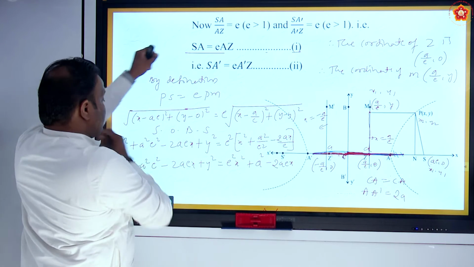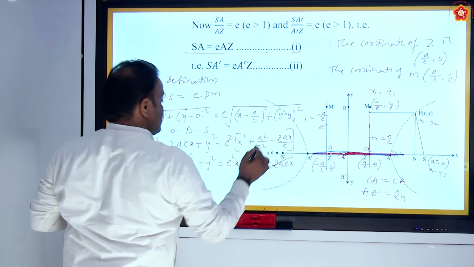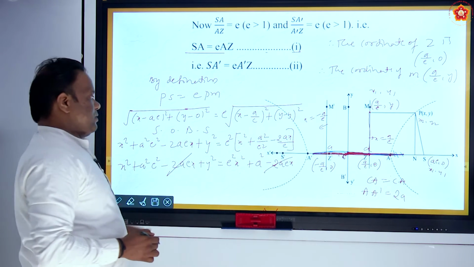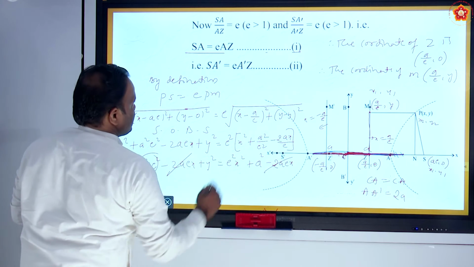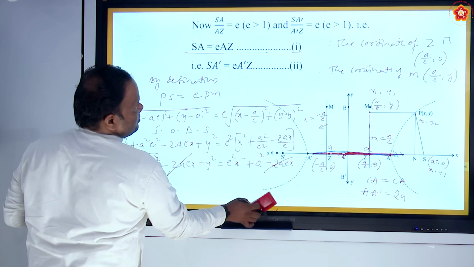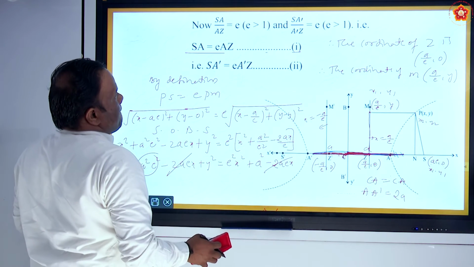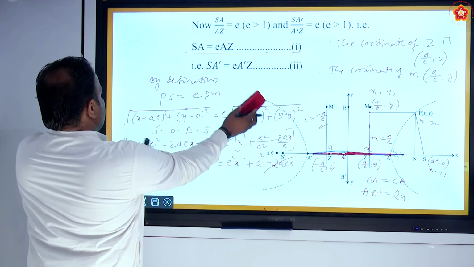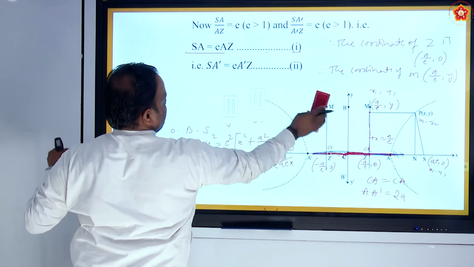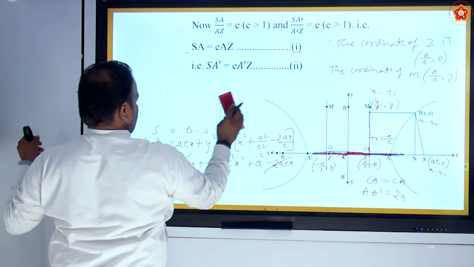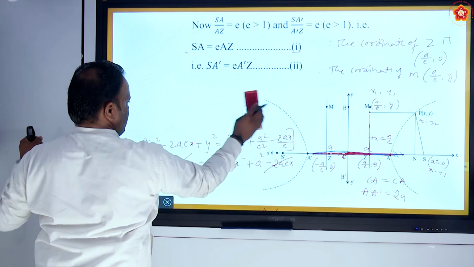Which term gets cancelled here? Minus 2ax gets cancelled because here is equal to. Take the x square term to this side and the constant a square e square term to that side. What happened here? So observe here. You take this one. Pause the video and take the notes. Okay.